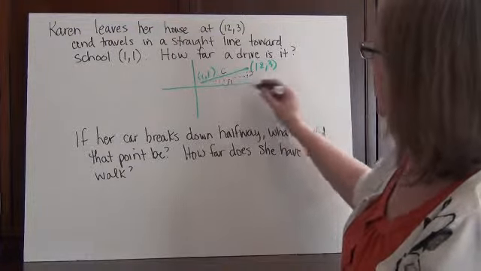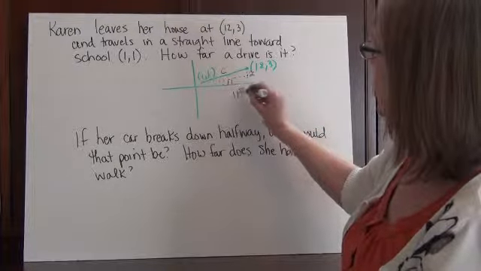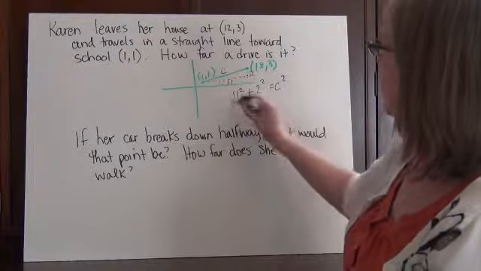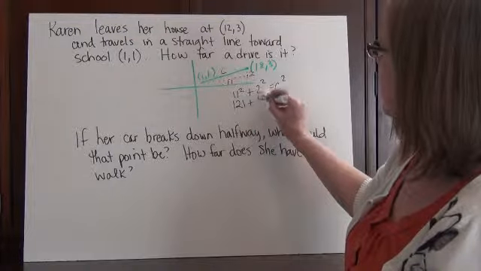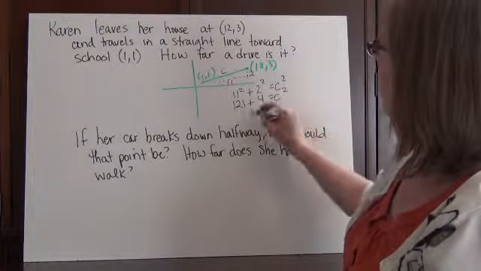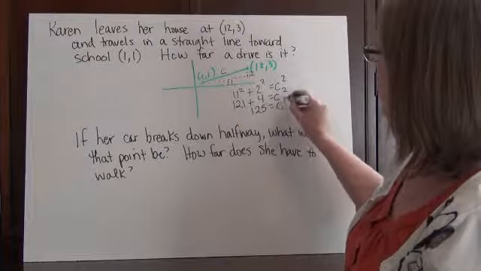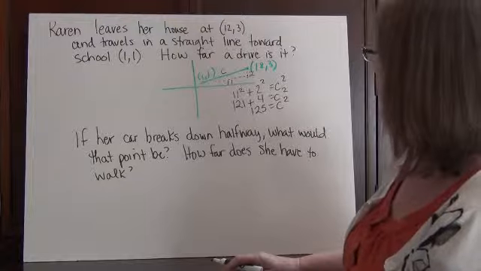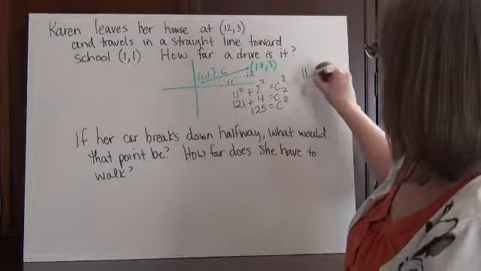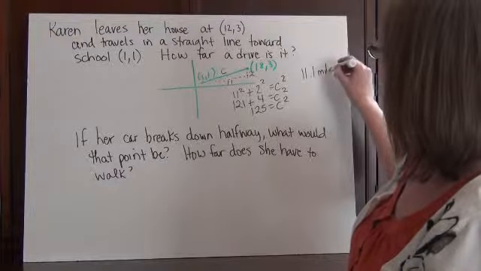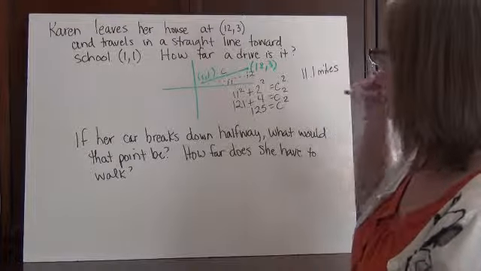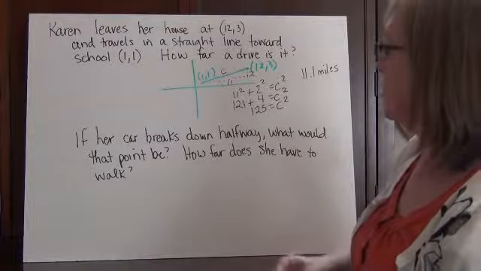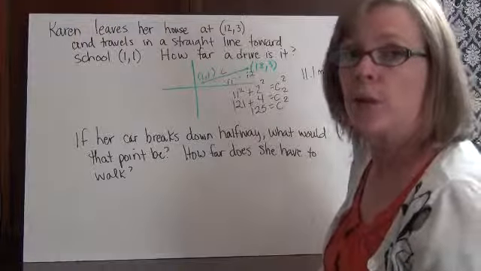Okay? So I have to go 11 squared plus 2 squared equals c squared. 121 plus 4 equals c squared. 125 equals c squared. And if I put that in my calculator, I would find that that one is about 11.1 miles. Okay? Maybe 11.2, but be right there. Okay? That's how you'd solve. That would be the answer to the problem.